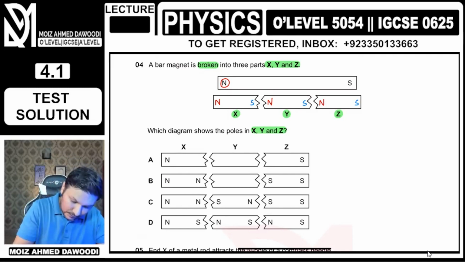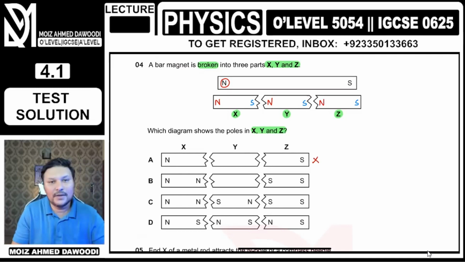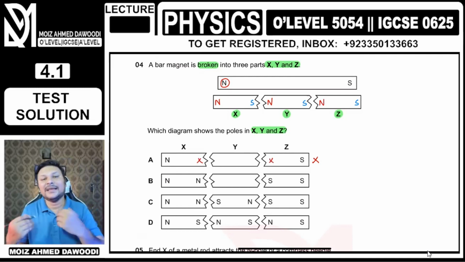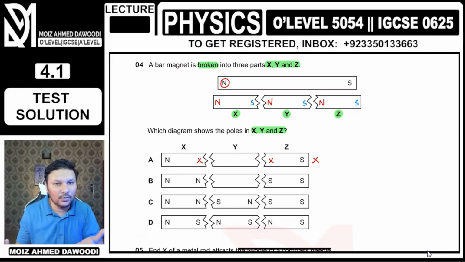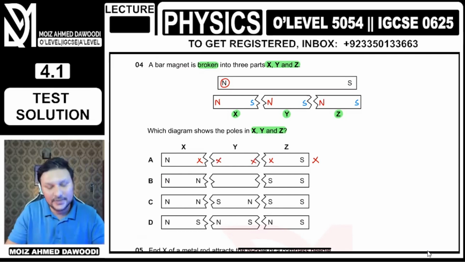So here, this cannot happen. There is no pole, there is no pole. And a magnet cannot behave as a single pole. Okay? A monopole magnet does not exist. A magnet exists as a dipole, with two poles. And here there is no pole at all. So that cannot be correct.